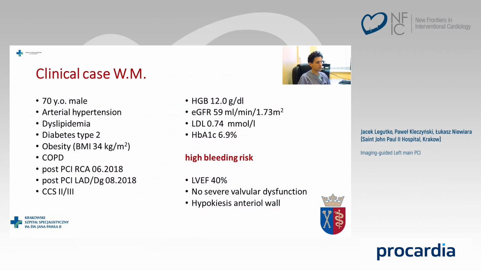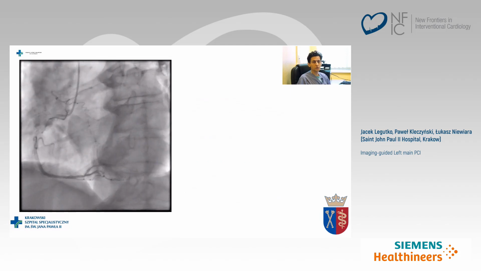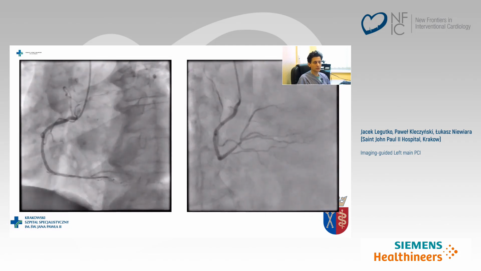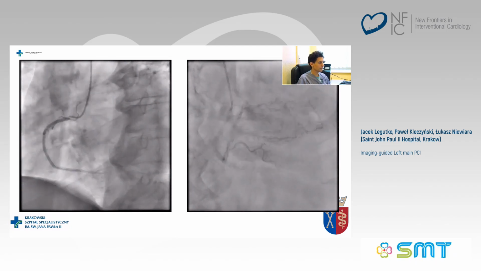After prior interventions in both his right and left coronary arteries, he was admitted to our center because of CCS 2 to 3 angina. Lab work revealed mild anemia with some decreased renal function, and the patient was considered at high bleeding risk. His left ventricle ejection fraction was 40% without any significant valvular dysfunction.